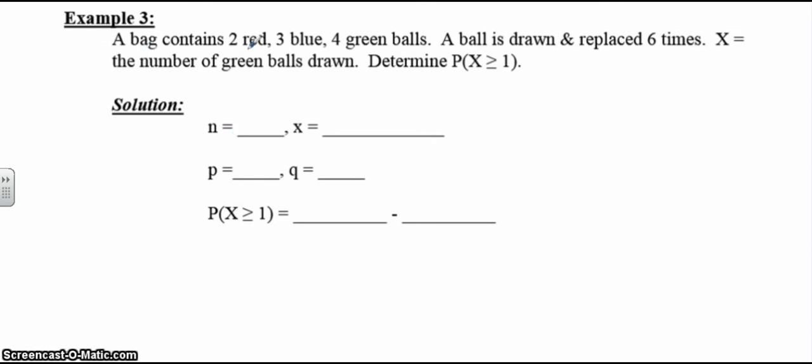So, a bag contains 2 red, 3 blue, and 4 green balls. A ball is drawn and replaced 6 times. X is the number of green balls drawn, so that's your success.